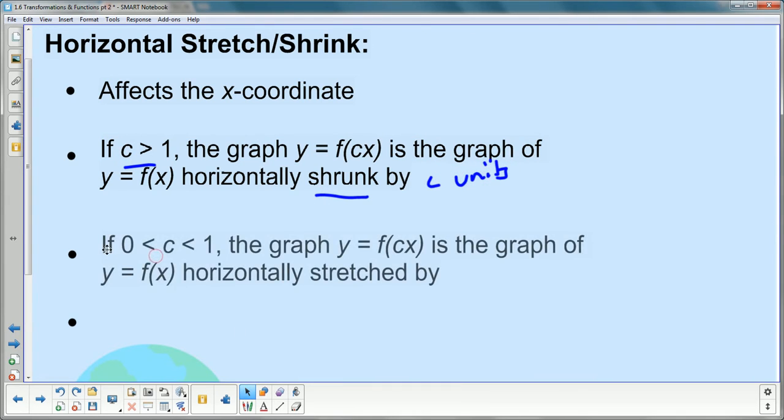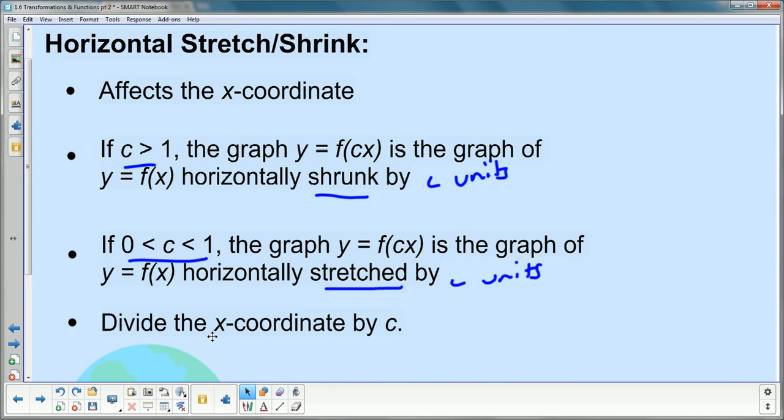Likewise, if c is in between 0 and 1, now you need to pay attention that it is stretched by c units. Okay, and what we do here, remember last time we multiplied the y value by this. Now we're going to divide the x-coordinate by c.